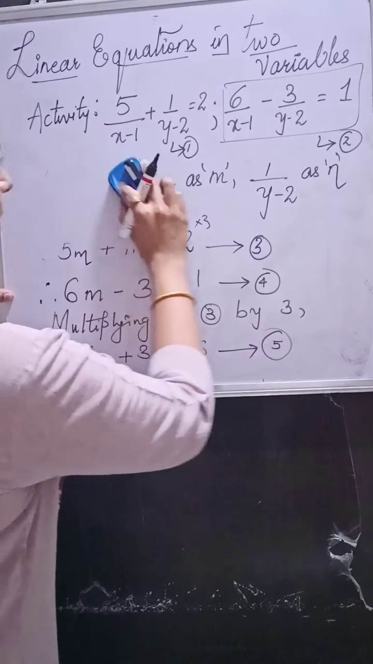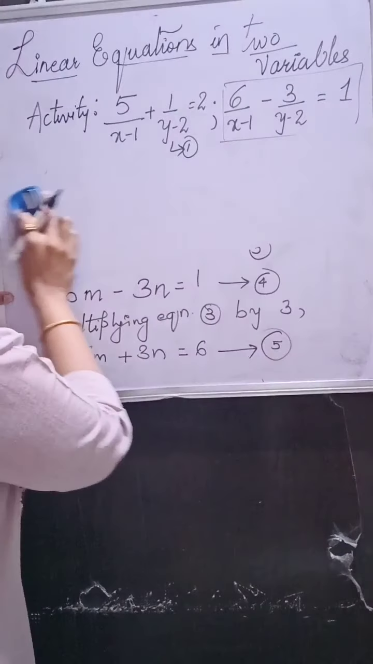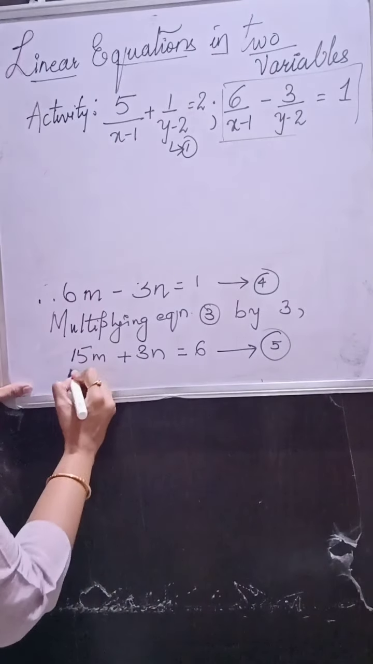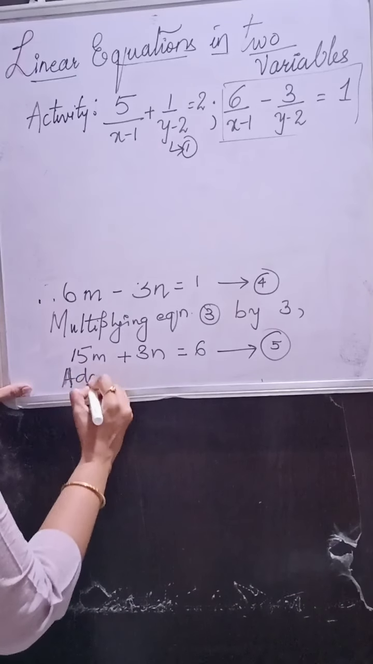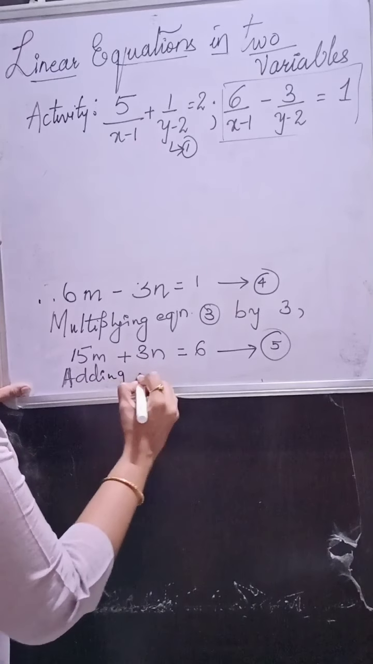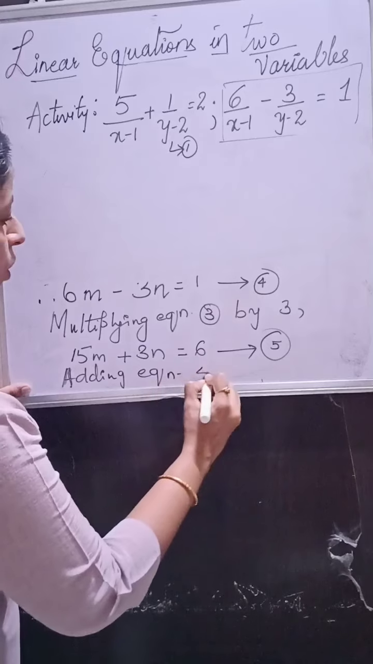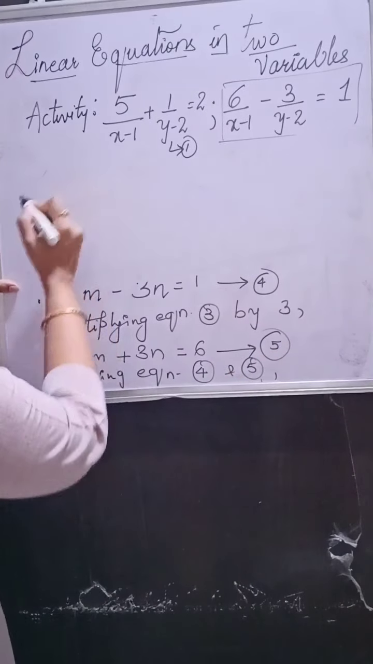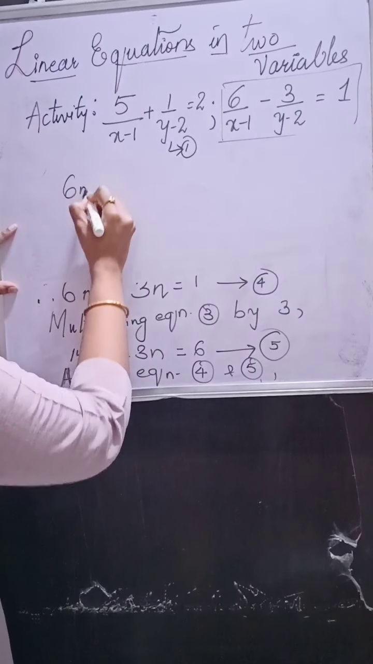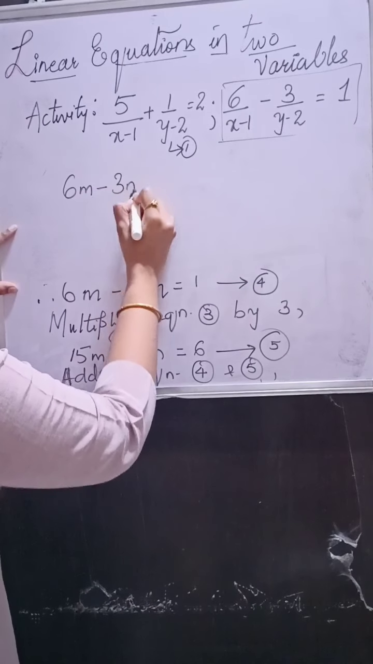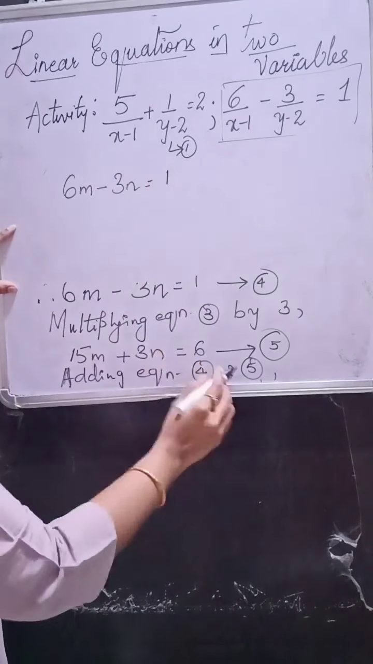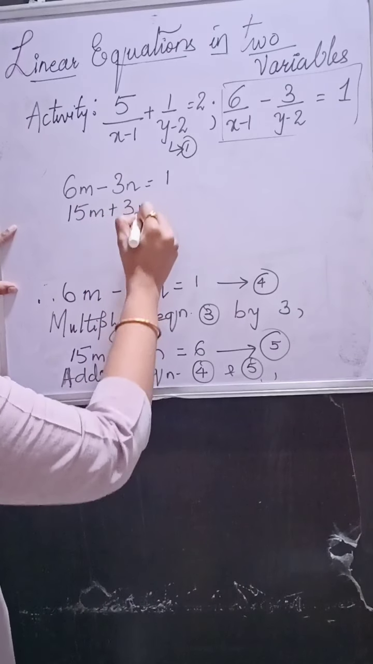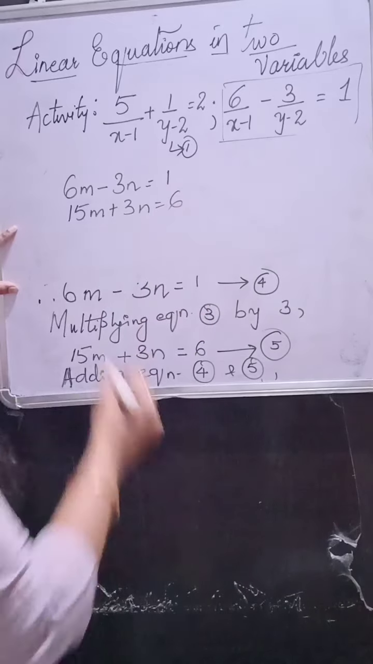So I'll add. Question I am keeping here only. I will add now. Here I'll write adding equation 4 and 5. So what are we getting? 4 is 6m minus 3n equal to 1. 5 is 15m plus 3n equal to 6.